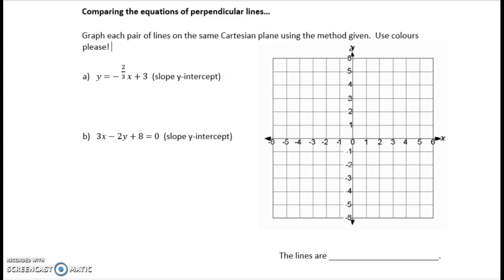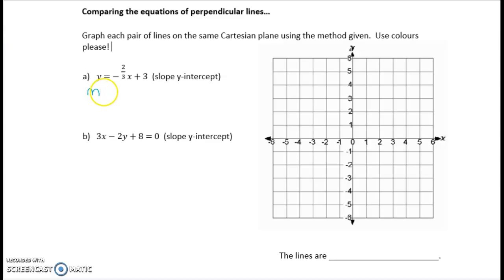Okay, so now this part of the lesson says comparing the equations of perpendicular lines. Graph each pair of lines on the same Cartesian plane using the method given. Use color, please. So, let's go here. The first one, they want us to do the slope y-intercept, okay?